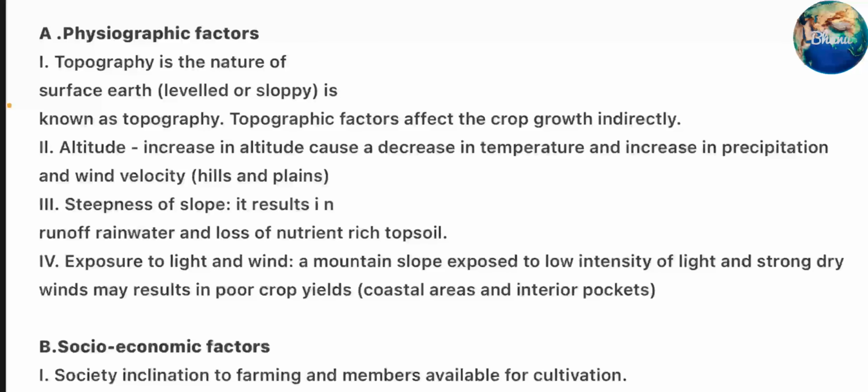Physiographic factors. Topography, the nature of the surface of the earth, is known as topography. Topographic factors affect the crop growth indirectly. Altitude. Increase in altitude causes a decrease in temperature and increase in precipitation and wind velocity. Steepness of slope. It results in runoff of rainwater, and loss of nutrient-rich topsoil.